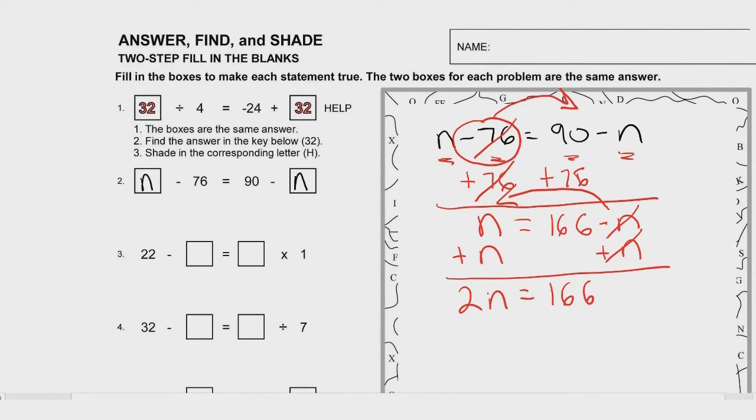Well, now you're thinking, wait a second, now we have a number next to that n. This is crazy. So we have to move the 2 away from the n. And if you've forgotten, a 2 next to an n means 2 times n. So what's the opposite of multiplication? You guessed it, division. So we're going to divide by 2, and you have to do it on both sides.